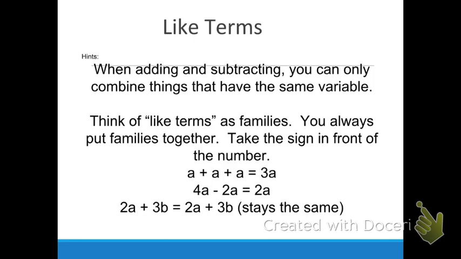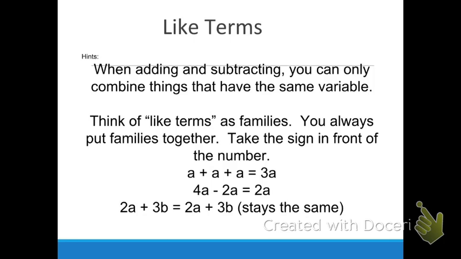Okay, so here are a couple of hints about like terms. When you are adding and subtracting things that are from the same family, like we did yesterday, you can only combine things that have the same variable. And you can think of like terms as families. You can't join a different family. You have to stay in the same family with the same last name. So you always put the families together, and then you take the sign in front of each number.